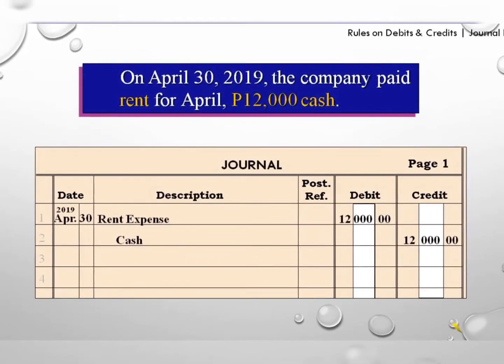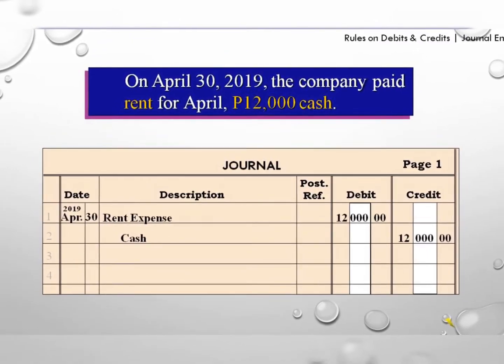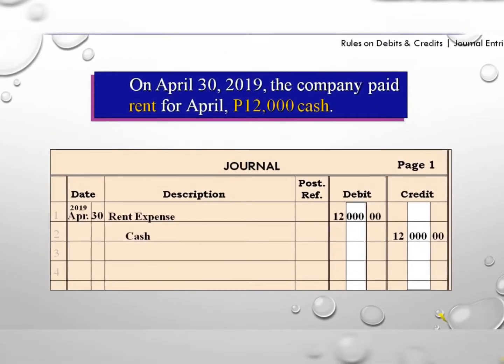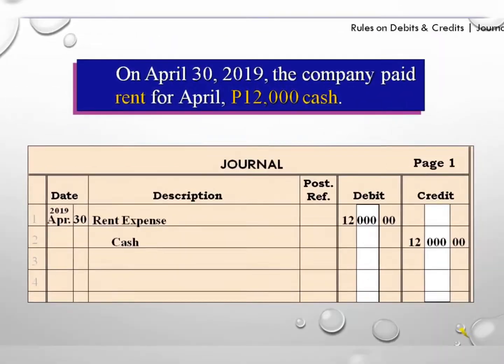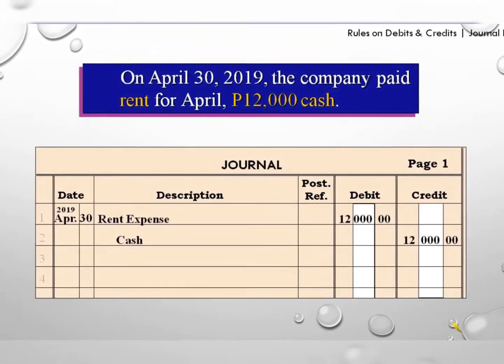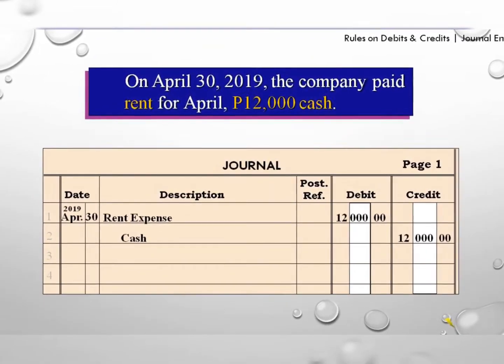For example, on April 30, 2019, the company paid rent for April, 12,000 in cash. Journal entries: rent expense debited, cash credited.